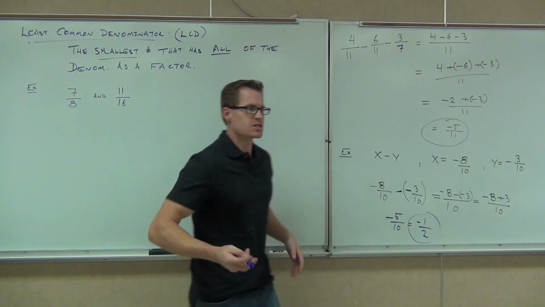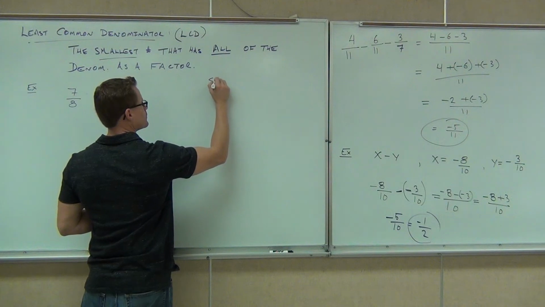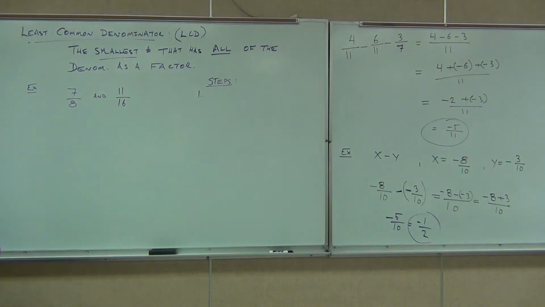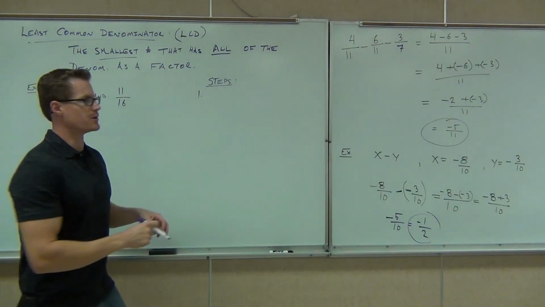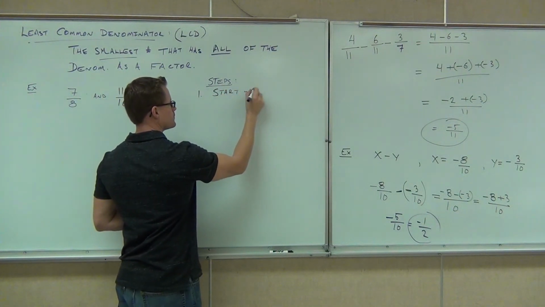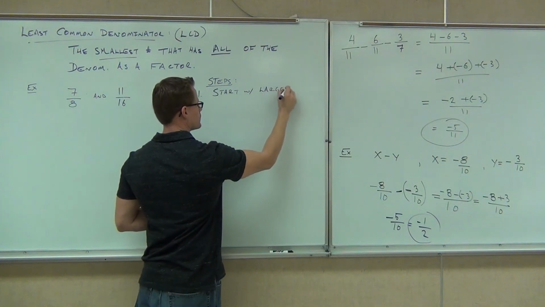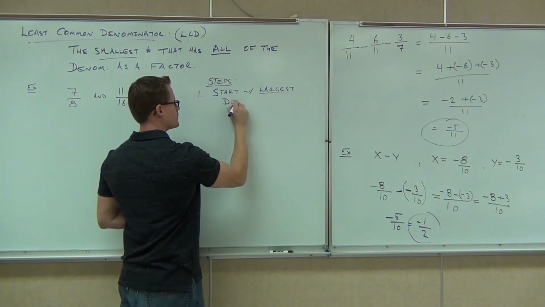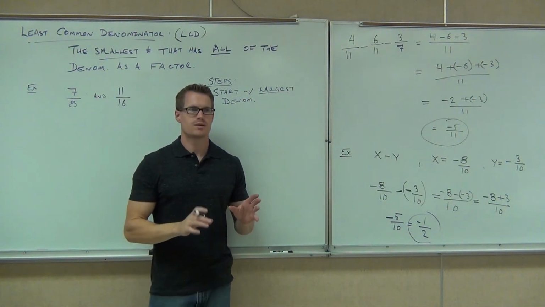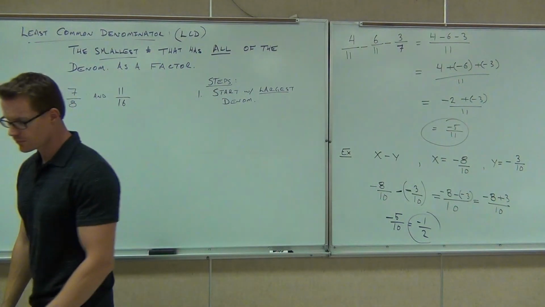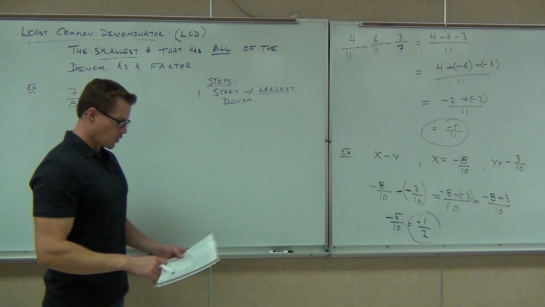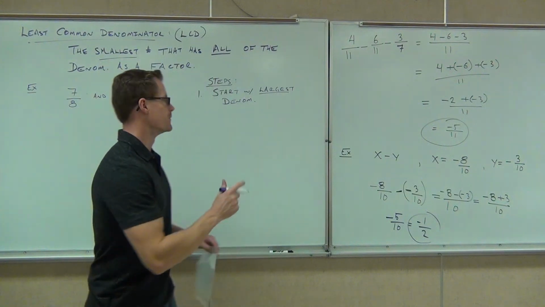Now here's how we do it. I'm going to give you some steps to do this. The first step you're going to do is identify the largest denominator. I want to tell you there's other methods to do this. This one's the fastest. It works for numbers that are relatively small. Start with the largest denominator. Which one is the largest denominator here? 16. We're going to start with 16. We're going to find some multiples of that denominator.